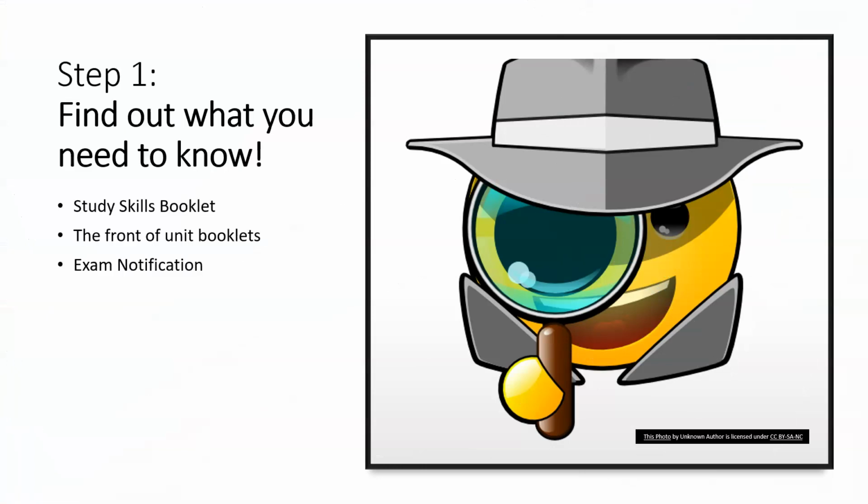Okay, so looking a bit more at these. Step one, finding out what you need to know. Now for you guys in our Year 10 science course, you've got the study skills booklet. That's actually got a list of all the objectives of the different units we've done. In the front of each of your booklets, it's there, and you've got your exam notification. If you're VCE students or IB students who happen to be watching this, you will also have your study guides and study designs, which tell you what you need to know for each unit.